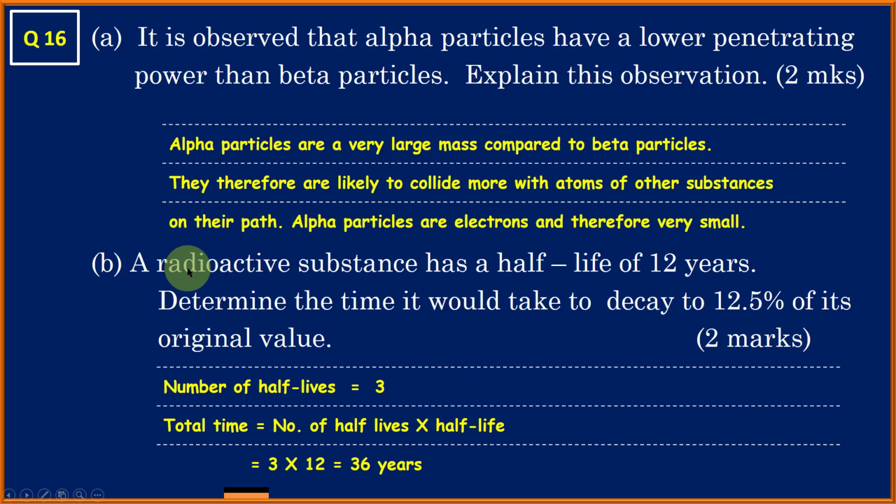while the mass of the beta particles, which is an electron, is very small. Part B. A radioactive substance has a half-life of 12 years. Determine the time it would take to decay to 12.5% of its original value. Let's see, 12.5% of its original value is like a quarter.